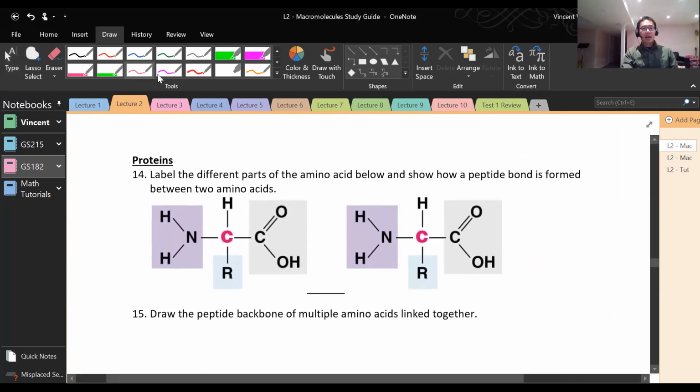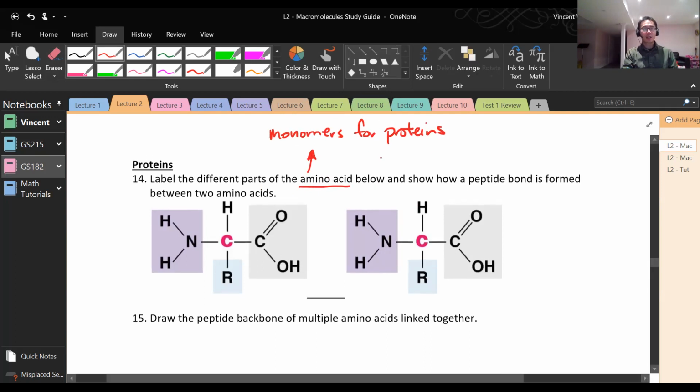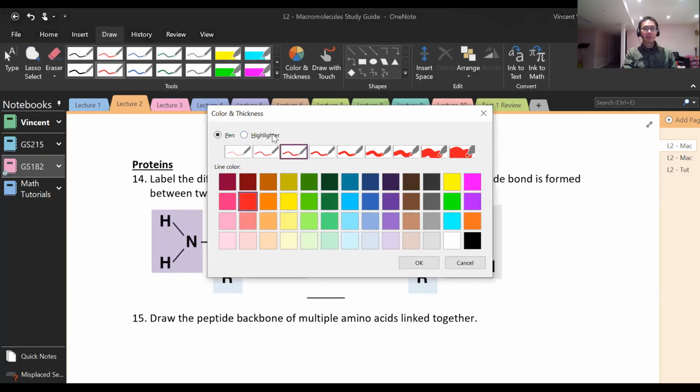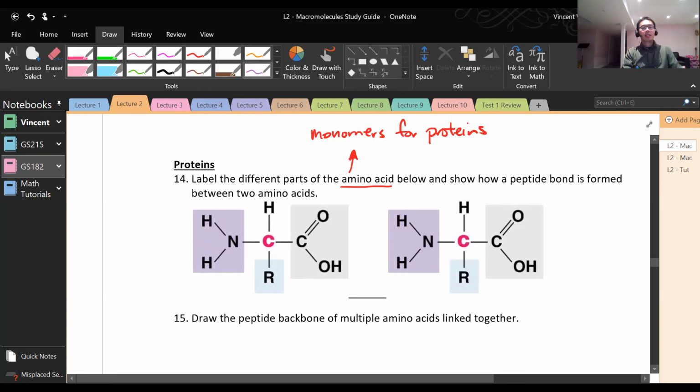Label the different parts of amino acids below and show how peptide bonds are formed between two amino acids. So amino acids are the monomers for proteins. There are 20 different types of amino acids. And they all look like this. They have a central carbon. And the stuff I'm going to tell you is important, so make sure you listen carefully. I forgot if I mentioned this in the recordings, but I found a question on the quiz with this. So make sure you listen.